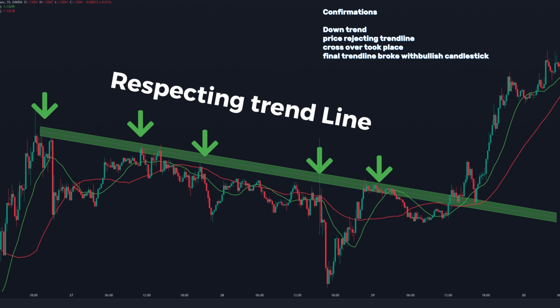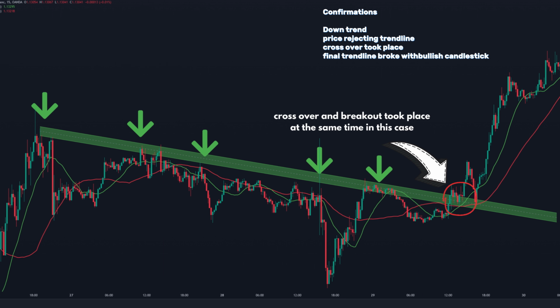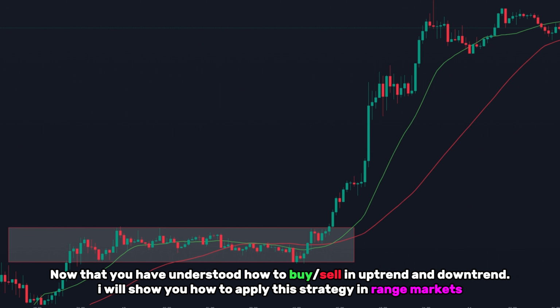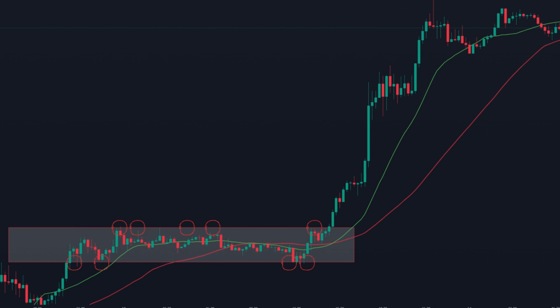Confirmations: downtrend, price rejecting trend line. Crossover took place. Final: trend line broke with a bullish candlestick. Now that you have understood how to buy or sell in uptrend and downtrend, I will show you how to apply this strategy in range markets.